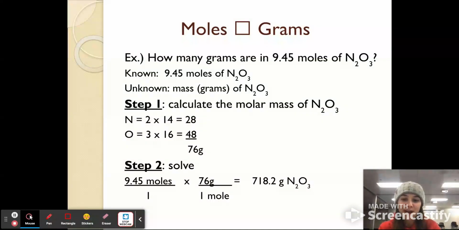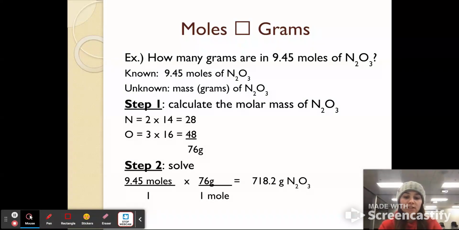Here's my example problem. How many grams are in 9.45 moles of N2O3? So what is the known information, right? The problem gives me 9.45 moles of N2O3. However, my unknown is my mass. I want grams. How many grams are there of N2O3?